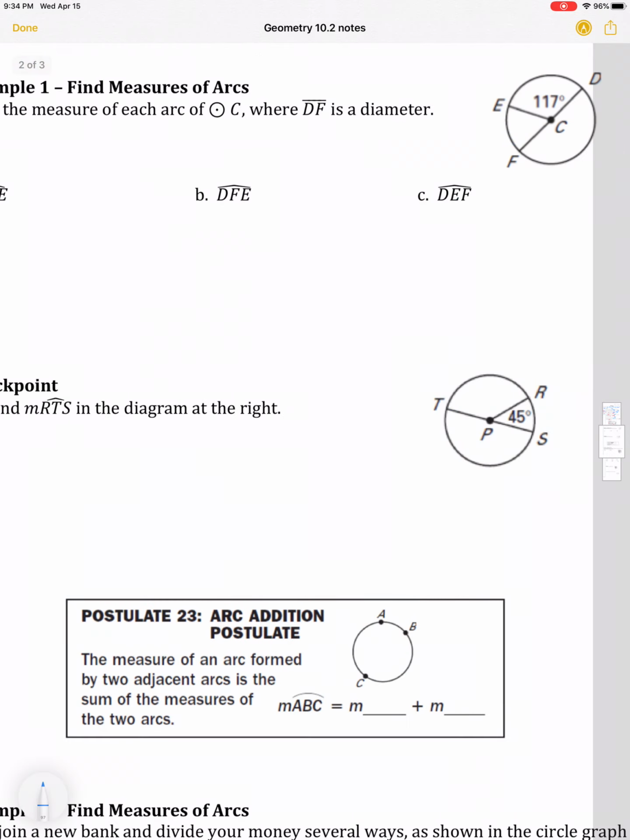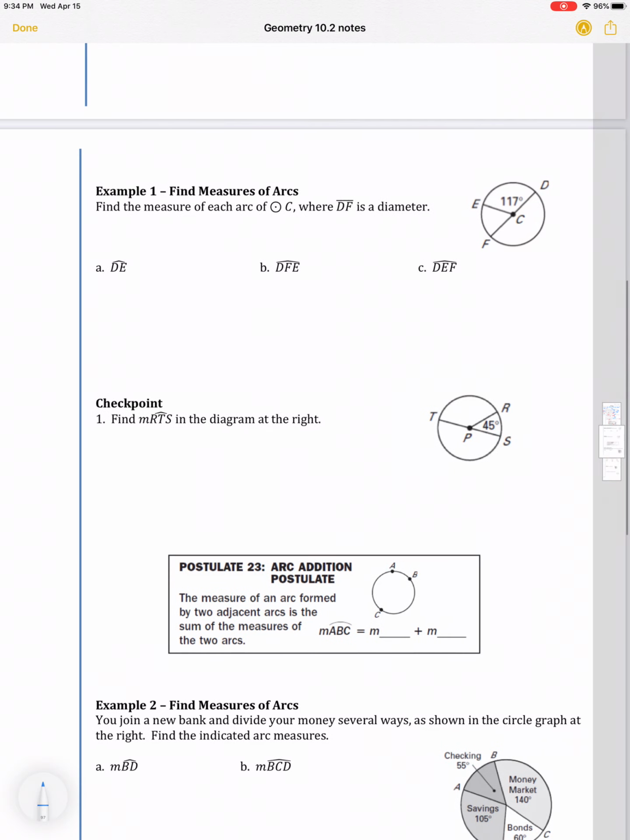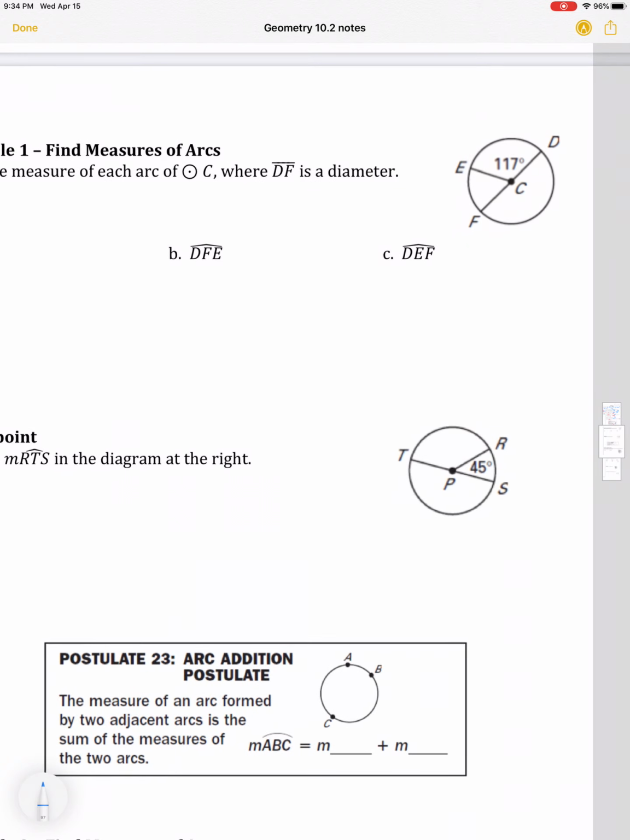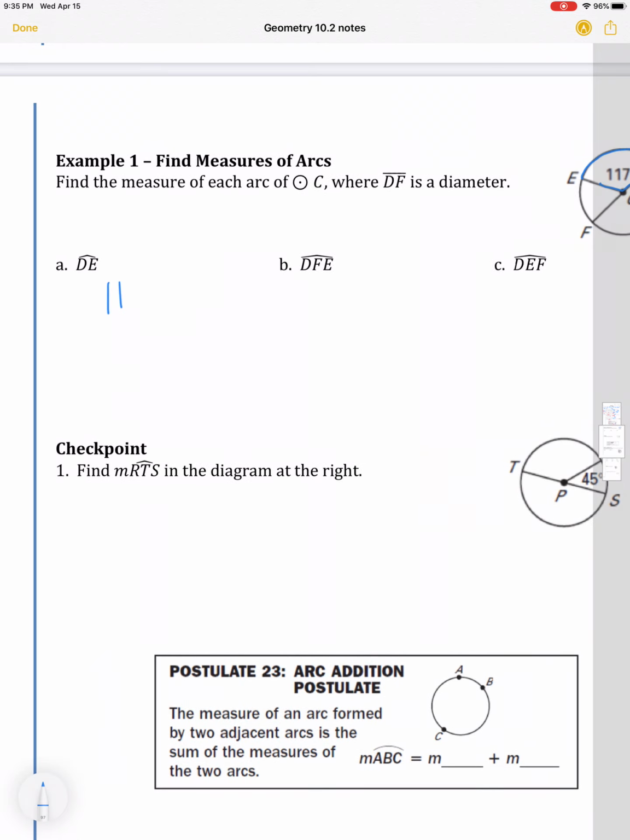Okay, so a couple examples. Find the measure of arcs. Find the measure of each arc in circle C, where DF is a diameter. So find the measure of arc DE. So you look right here, D to E will be that blue arc. The minor arc is equal to the central angle, so our central angle is 117. So arc DE is 117 degrees.